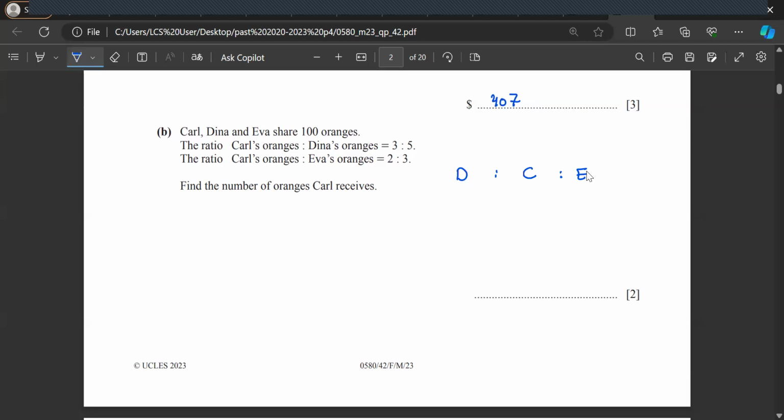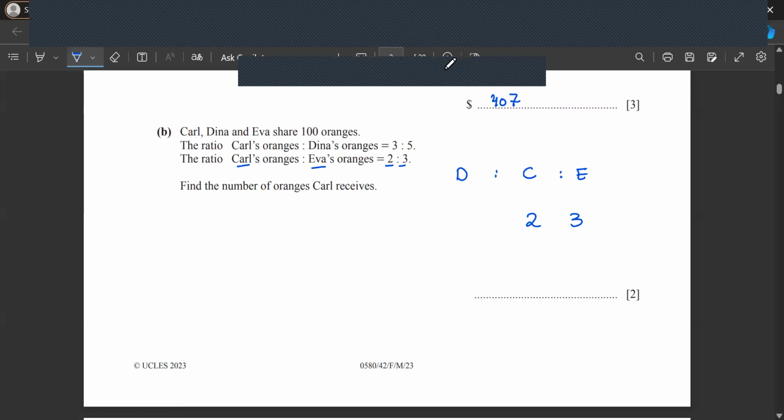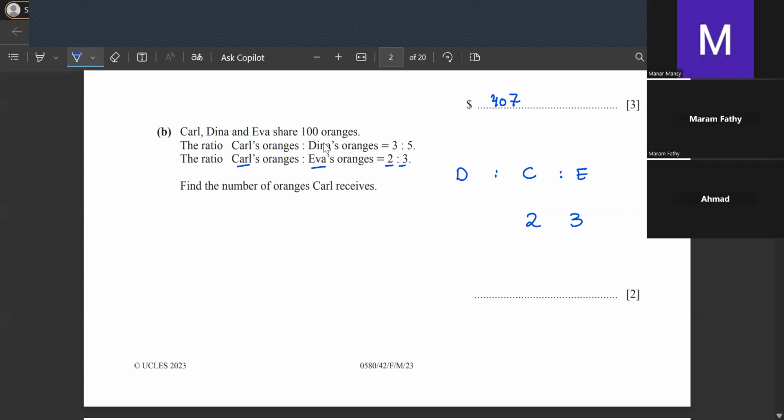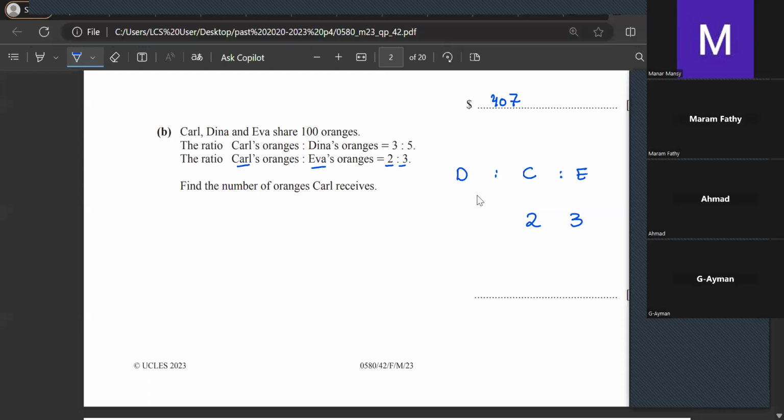Okay, then what is the ratio first between Carl and Eva? Carl and Eva, 2 to 3. Then what is the ratio between Dina and Carl? This is Carl and Dina, so what am I going to do? Write it as from Dina to Carl, so it will be 5 to 3. I will say it one more time. Concentrate here. This is very important.